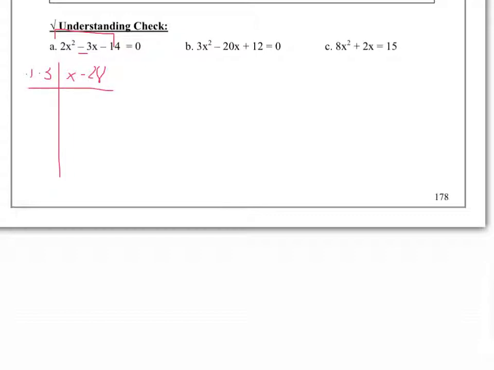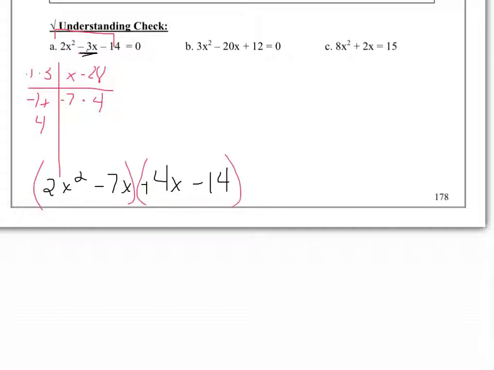Multiplying to 28, I can do 7 times 4. One of them has to be negative. I'm going to put the 7 negative because then I can do negative 7 plus 4, which is negative 3. So those are my two new terms. The first term stays the same. I'm separating negative 3x into negative 7x and plus 4x. And then the last term stays the same, negative 14.